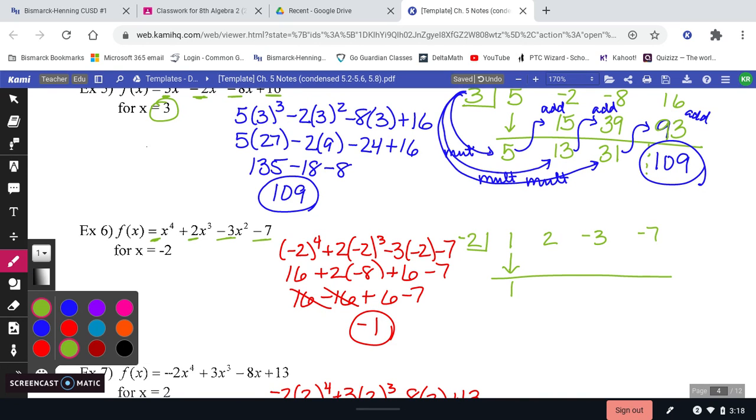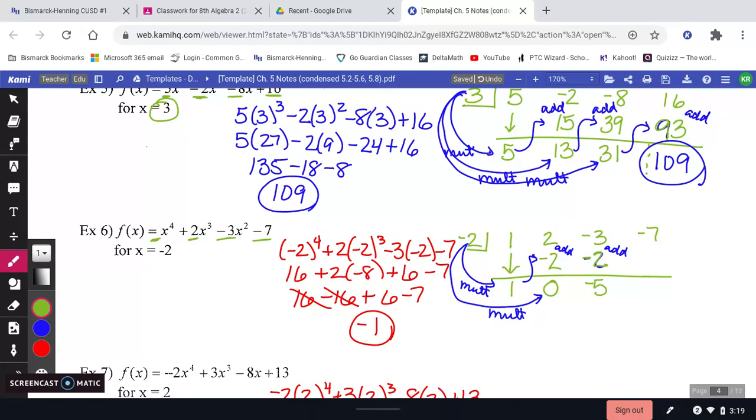Draw a line. You're going to bring the 1 all the way down. Now follow that pattern. Multiply. So -2 times 1 is going to go here. So that's -2. And then we're going to add. And this time we get 0. That's okay. But just keep doing the same pattern. So take the -2, you're going to multiply it times 0. So that's a -2. Okay, then you're going to add. Same pattern. We're just going to multiply and add.